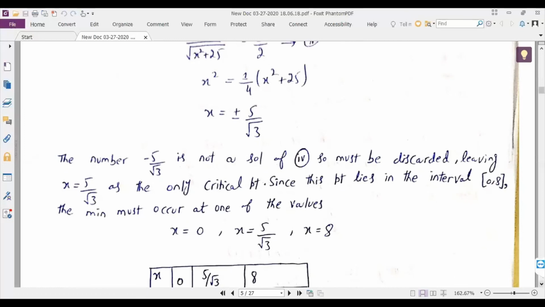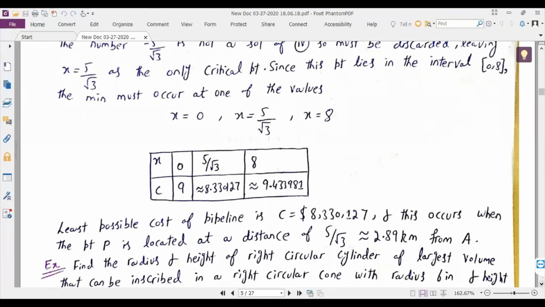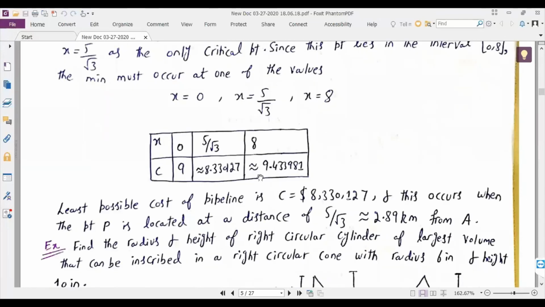Substituting all of these values of x in the cost function, we get these results. So the least possible cost of the pipeline is this, and this occurs when the point P is located at a distance of 5 by under the radical 3, which is approximately 2.89 kilometers from point A.